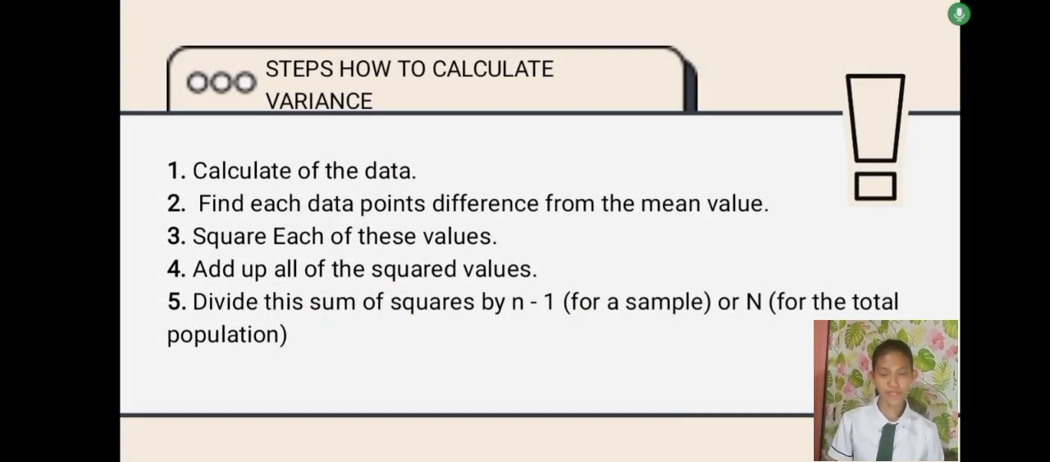These are the steps to calculate variance. Step 1. Calculate the mean of the data. Step 2. Find each point's difference from the mean value. Step 3. Square each of these values. Step 4. Add up all the squared values. Step 5. Divide the sum of squares by n minus 1.